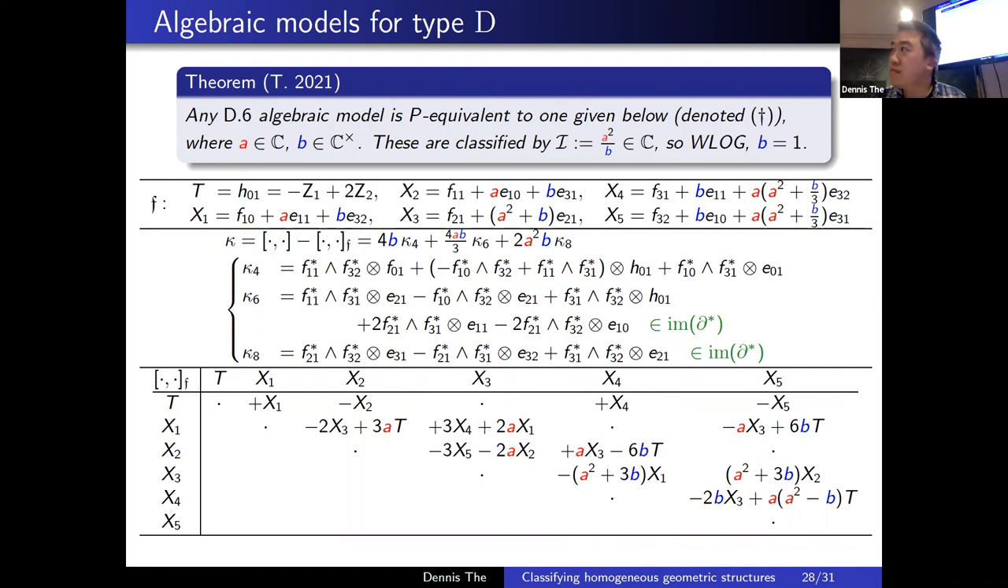Dennis, where's the block over? It's not. I'm still trying to find it. I tried, but I only tried for a couple days. But I'll find it. I'll find it.